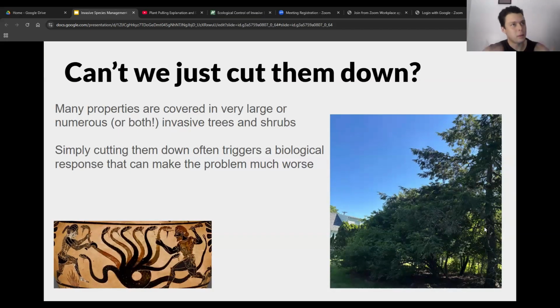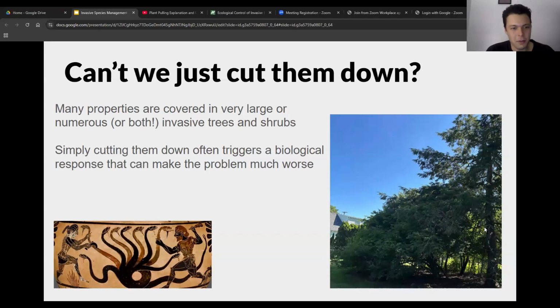So we talked about how we're literally yanking these things out of the ground. What about just cutting them down? If we have a problem tree in our front yard that needs to get taken down, we get a tree company to come and they cut it down and then it's no longer a problem. But if you have some really large invasives, what if you have 6,000 invasives on your property or an area that you're managing? Well, we were talking earlier about functional traits, and one of the traits that almost all of these invasive trees and shrubs exhibit is a vigorous tendency to resprout.